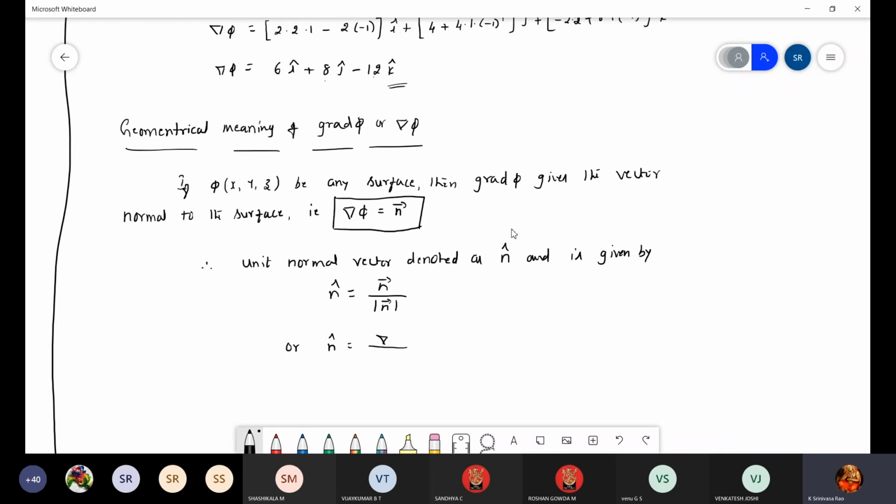grad phi divided by its magnitude. Grad phi is a vector. Okay, in previous problems you saw the solution. It is a vector only and you have to calculate its magnitude. Highlight it. Okay, I will tell you what this normal vector is. If it is over, just tell me. Observe here.